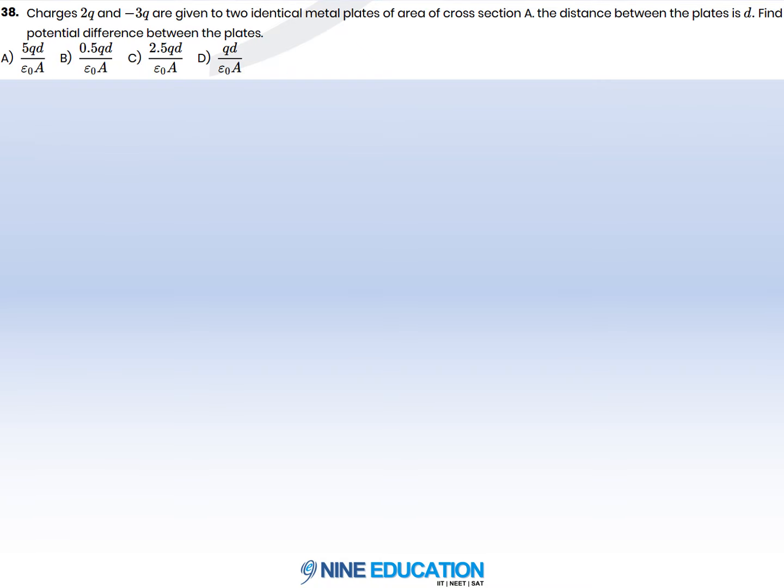In this question, charges are given to two identical metal plates of area A. The distance between the plates is d. Find the potential difference. These are metal plates, meaning conducting plates A and B. This one is given 2q and this one is given minus 3q. The distance between them is d.